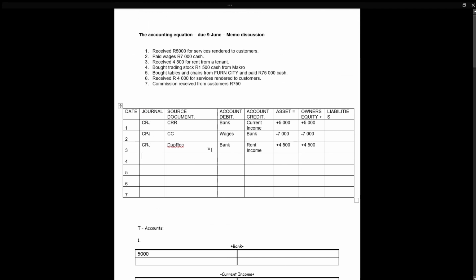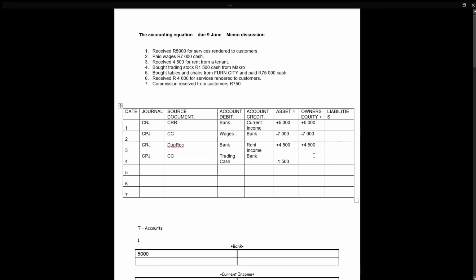I'm paying money, so therefore CPJ. Normally your source document for something like this will be check counterfoil since it's cash. Right, your bank will decrease. Bank is classified as an asset as it decreases in the credit side, so therefore assets will decrease with that 1,500 Rand, but also trading stock, also classified as an asset, will increase. Assets increase in the debit side.